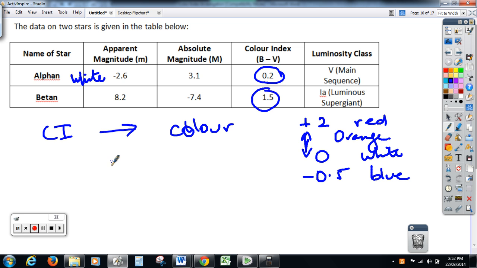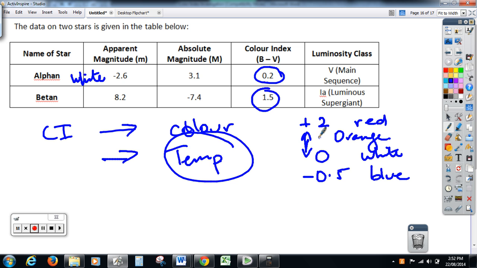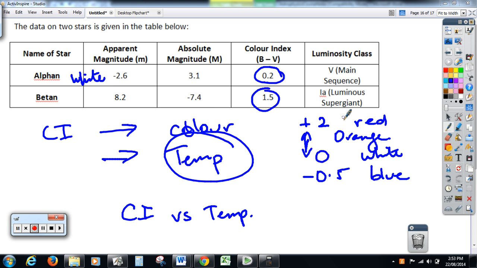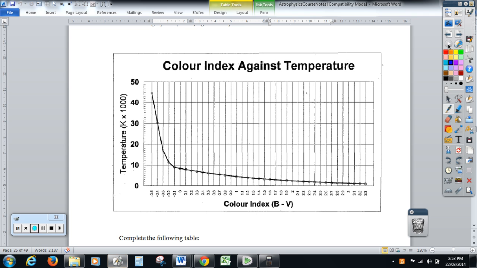The second thing that we can use the colour index for is actually the temperature. To work out the temperature, I need a colour index against temperature chart. I'm just going to pause the video now and get one up so that we can have a look at one. Okay, so here is a version. This is the one from the notebook, the colour index against temperature chart. There's a few of them that are available commercially from different sites.